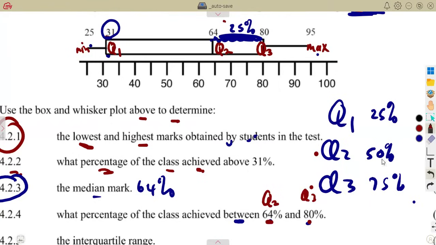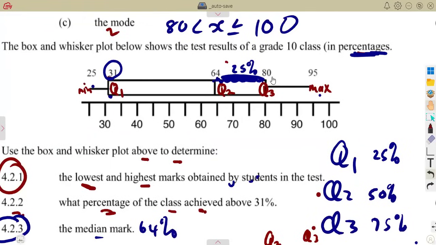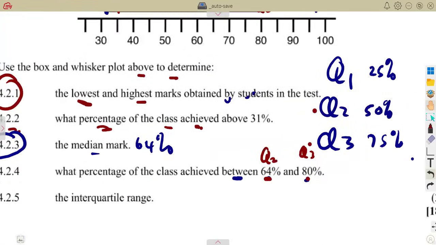This represents Q3, upper quartile. We are at 75% here at upper quartile. At Q2, this is the median. Median means we are at 50%. So if they ask you in terms of what percentage, you answer it in terms of percentage.